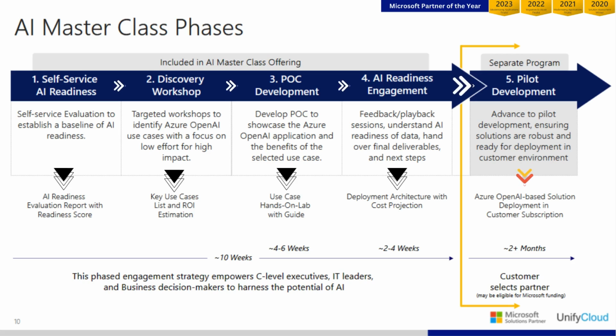Based on those, we move on to the pilot, wherein we move the same into their own subscription, which means the pilot phase is basically deploying the same thing in their customer environment. So Crayon or Unified Cloud, as a partner, can do the whole part of it.